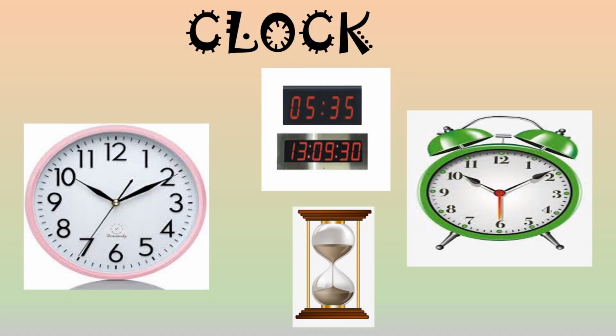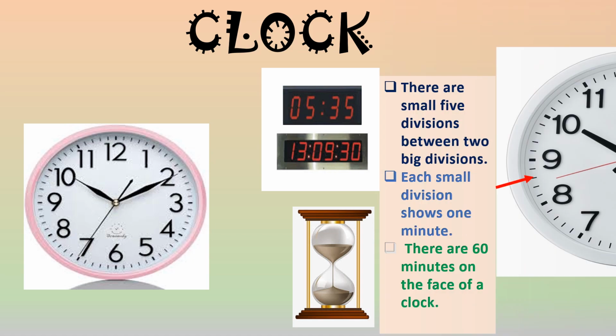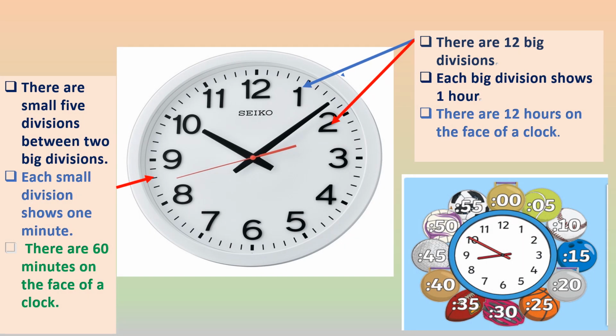Clock. You have seen different types of clocks such as wall clock, alarm clock, digital clock, sand clock. Clocks help us to tell time. Look at a clock face. It is marked with numbers from 1 to 12. These numbers divide the clock face into 12 big divisions. Each big division shows 1 hour. There are 12 hours on the face of a clock.